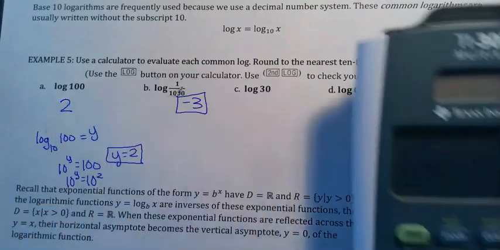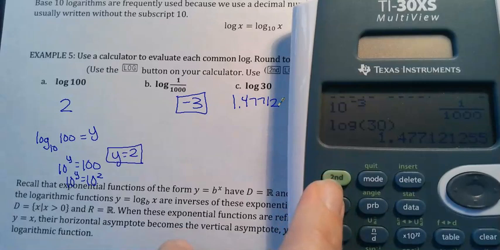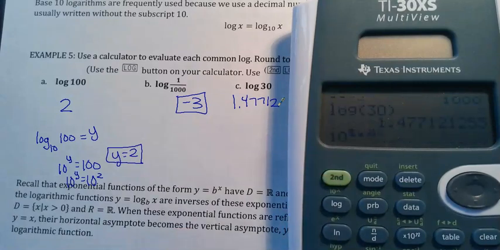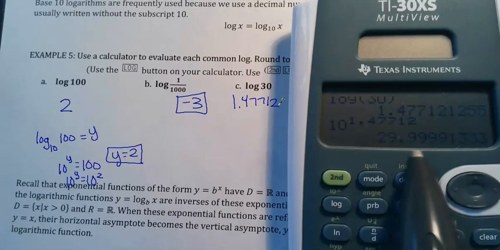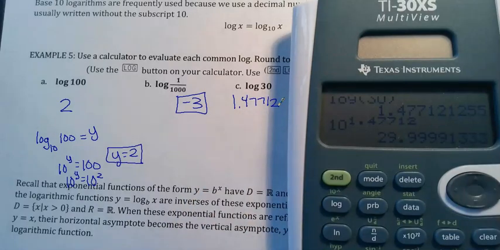Okay, then how about log of 30? So we're just doing log of 30 is 1.4771, even. Okay, so if I want to check that, I'm going to do second log 1.47712. Okay, so that came back at 29.999, right? So it's about 30, because we rounded, so the calculator's going to round.